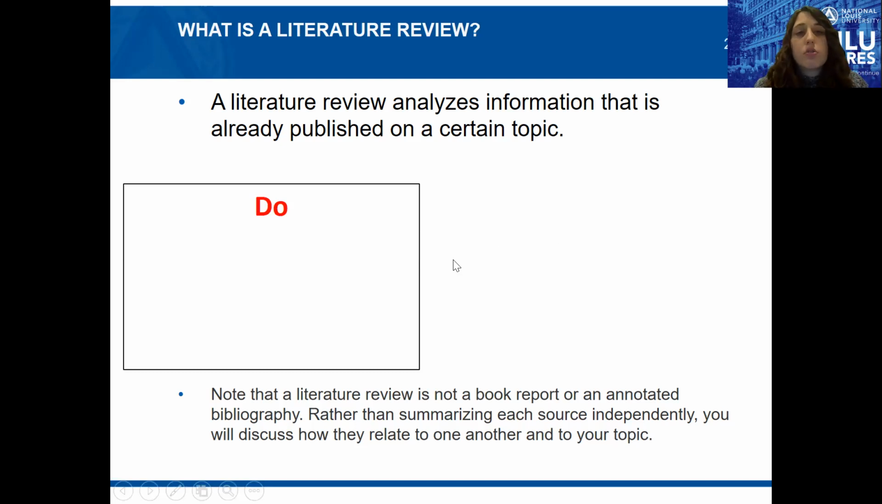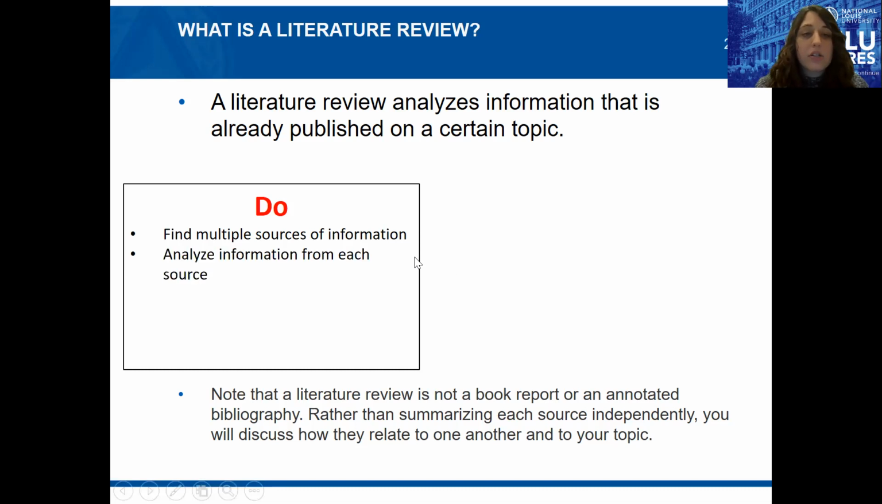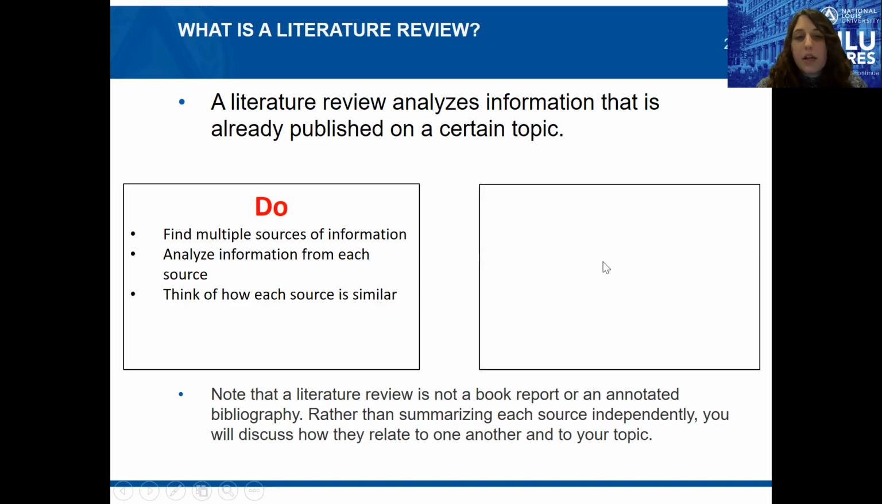So some quick do's and don'ts. When you're writing a literature review, you want to find multiple sources for information. You don't want to just talk about one article or one book. You want to find lots of them. You want to analyze the information from each source. So you want to go through and see how those sources are connected and really analyze them instead of just saying this source said this and that, and summarizing everything it said. You really want to analyze what point that article is making and how it relates to your research question. And you want to think about how each source is similar. How do they all connect and how do they connect to your certain topic?